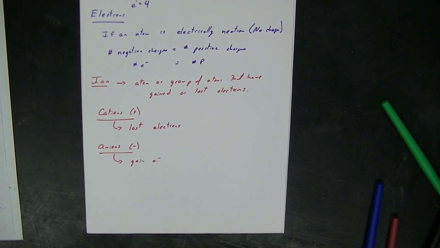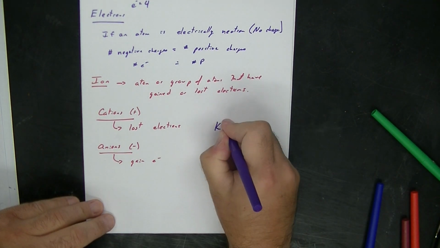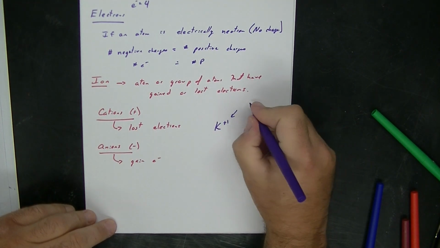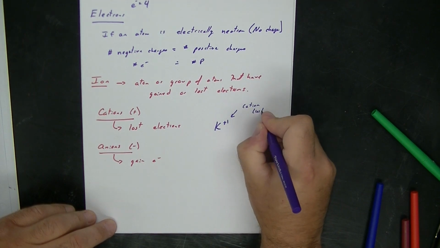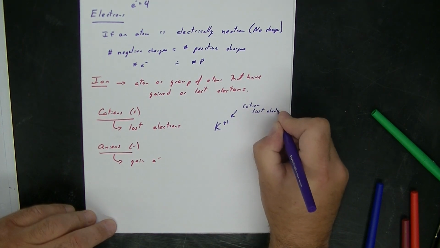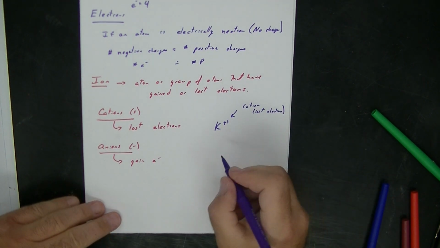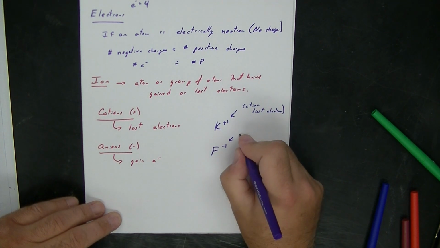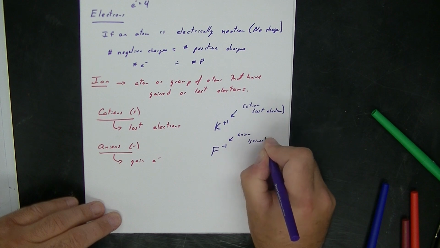So if we have ions, here's an example. Let's say we have K+. This is telling me that it's a cation, and that this atom has lost electrons. Fluorine -1. This is an ion. It's telling me this is an anion, and that it has gained electrons.